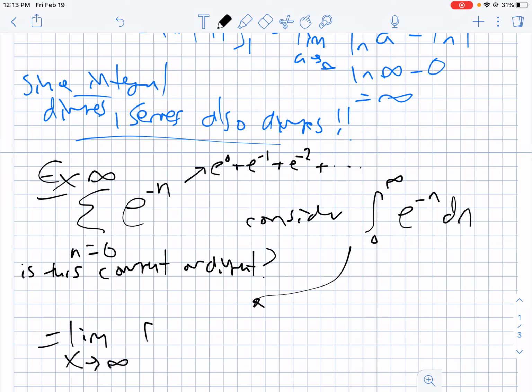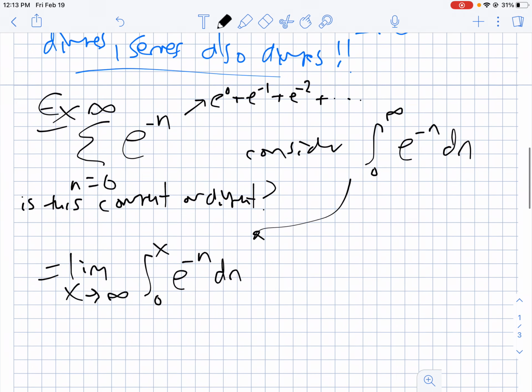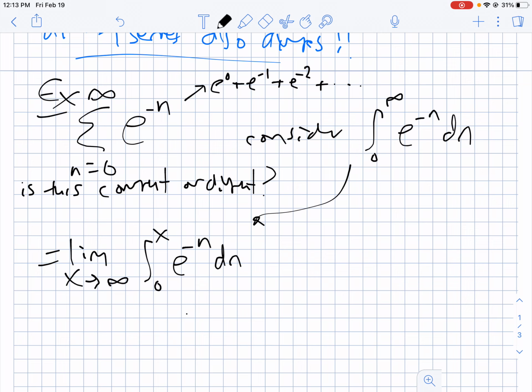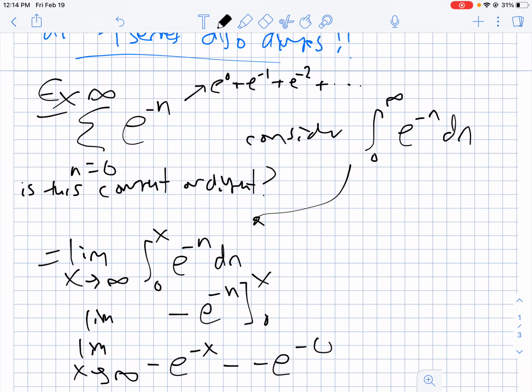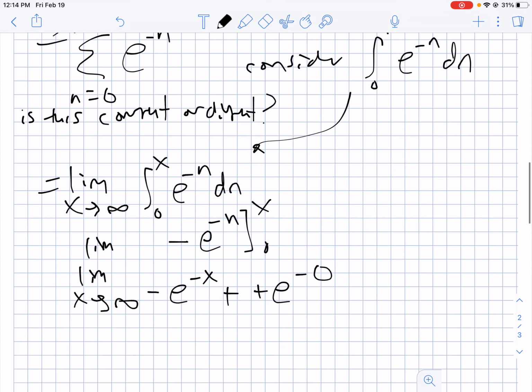The limit as x goes to infinity of the integral from 0 to x of e to the negative n. Now, we've done that integral a million times. You use a little u sub. It's negative e to the negative n going from 0 to x. We'll take that limit. So this is the limit as x goes to infinity of negative e to the negative x minus negative e to the negative 0. As we take that limit, we end up getting negative 1 over e to the infinity, that's the negative exponent, plus 1, which is just 0 plus 1, which is 1.